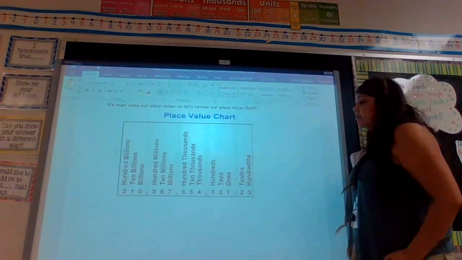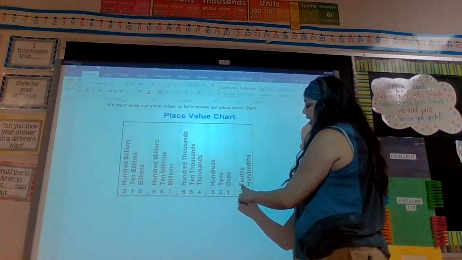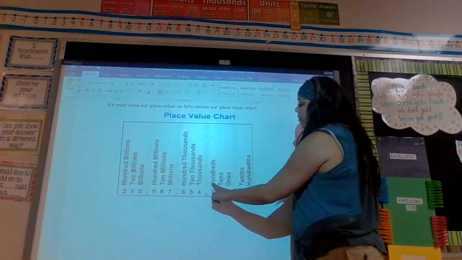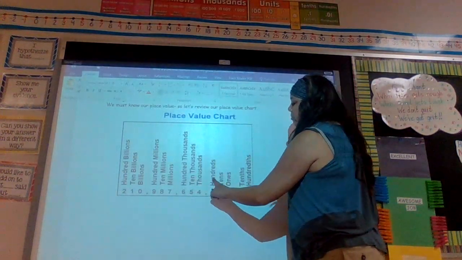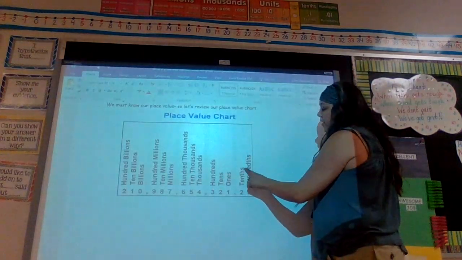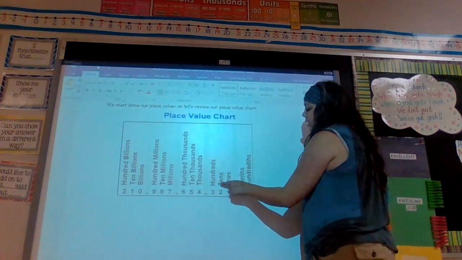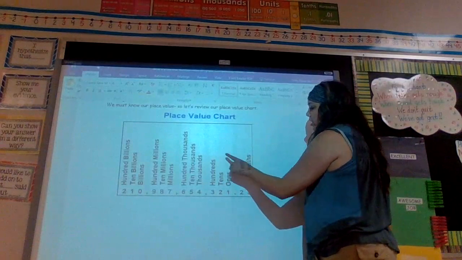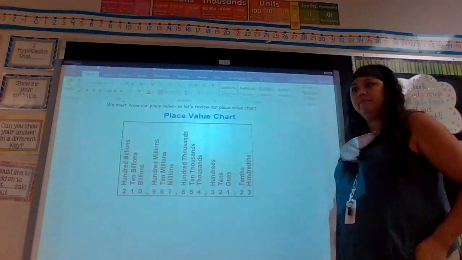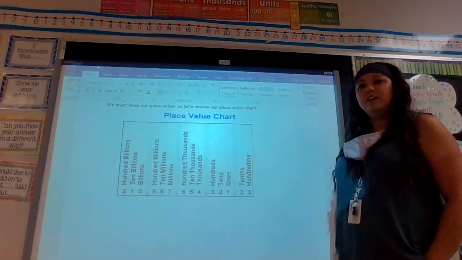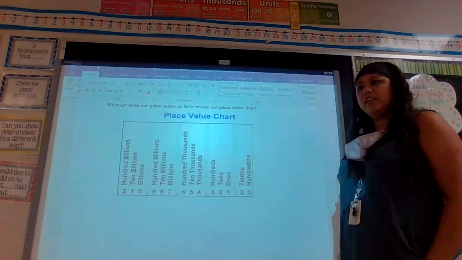If you look, it almost looks like they're mirrored, but what do we notice? Pause and notice. What do you notice about this 10 and this 10 and this 100 and this 100? Pause your video and look at it and think about this for a minute.